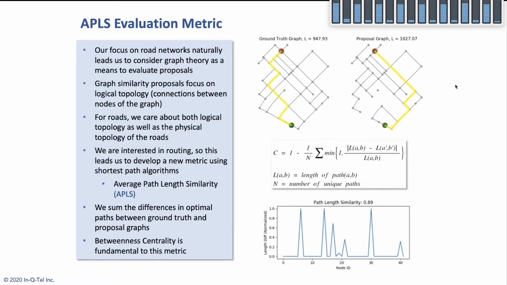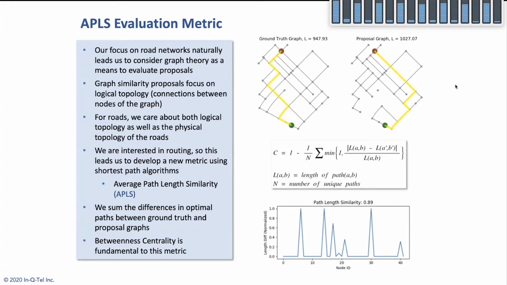And so something that we did for SpaceNet 3 and then adapted for SpaceNet 5 was end up developing a new metric we call APLS, for average path length similarity. And the gist here is we're looking at the difference in optimal routes between points of interest. And that is our measure of how well we reproduce a graph.